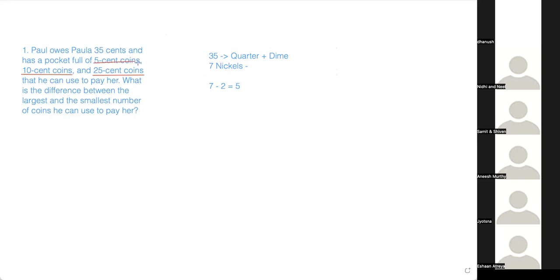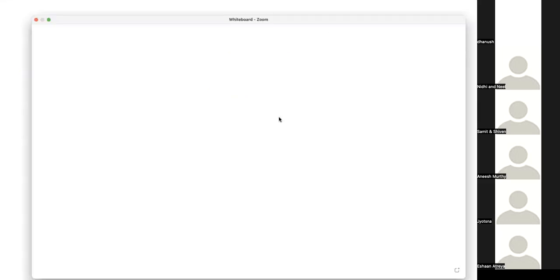So you can use a 5-cent coin, and you need 7 of these. So 7 nickels or a quarter and a dime. So the maximum is 7 coins, minimum is 2 coins. The difference is 5. Any questions on this? Okay, let's move to the second one.